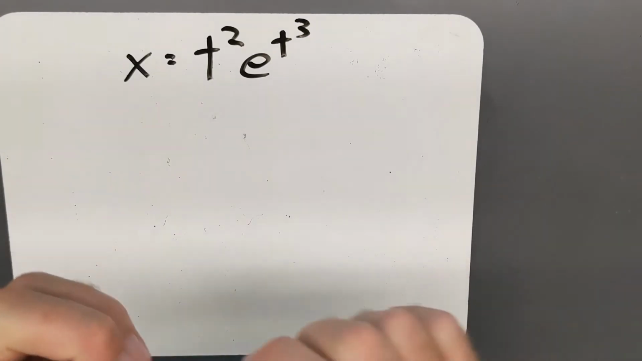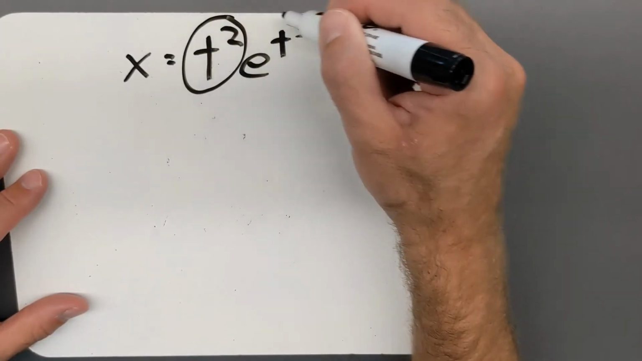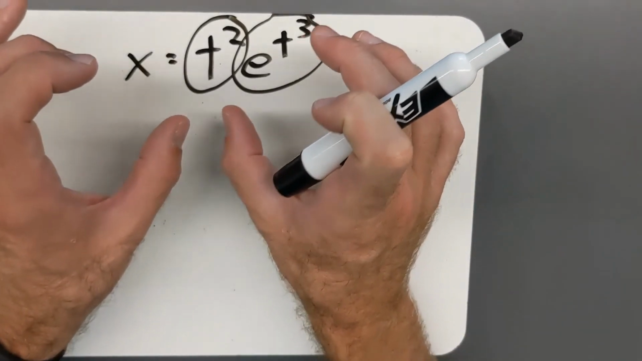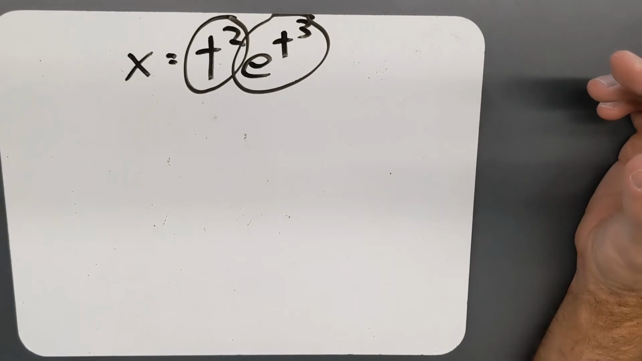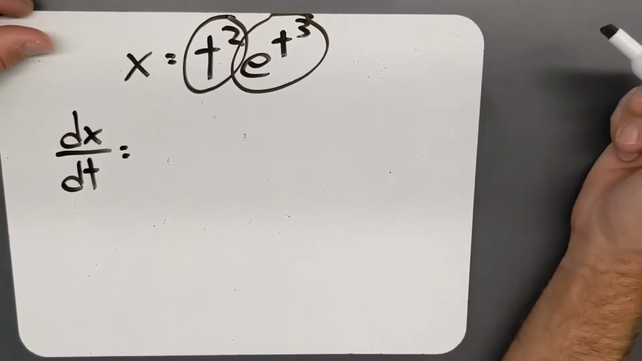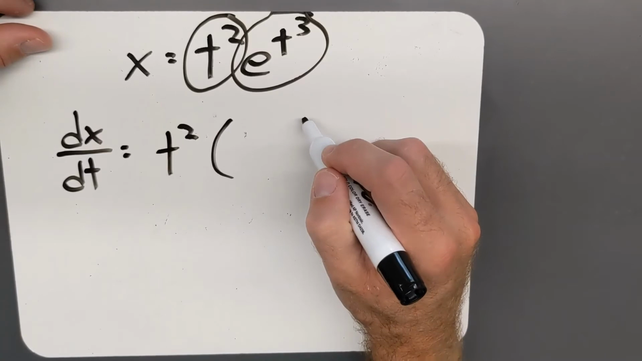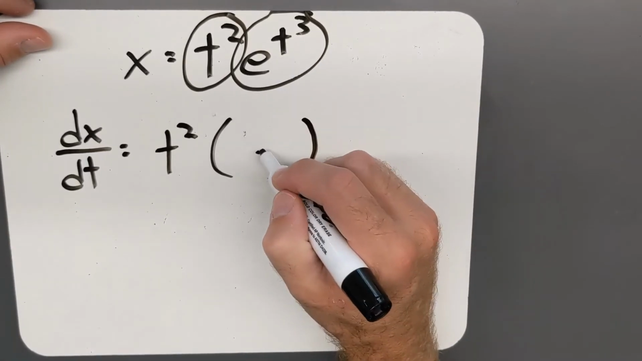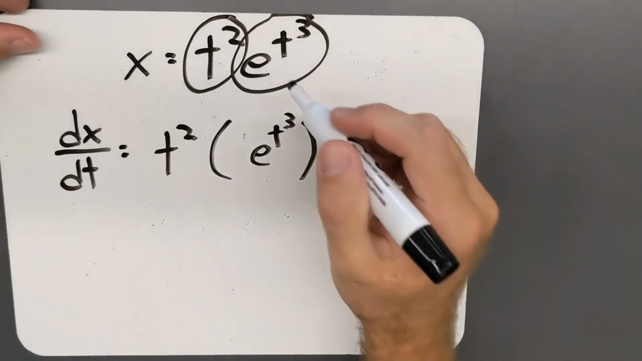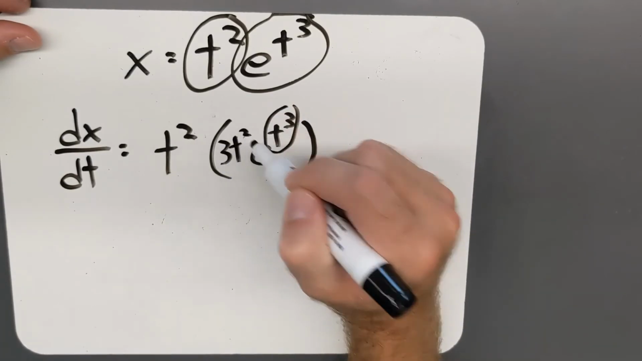This is going back to the procedure where we take the first times the derivative of the second. When you can separate a thing into two different quantities, that's how we take the derivative. So if we go dx dt, taking that derivative with respect to t, we take the first, which is t squared, times the derivative of the second. Well, how do we do that? We write down the whole e immediately, and then take the derivative of the exponent, which is 3t squared.